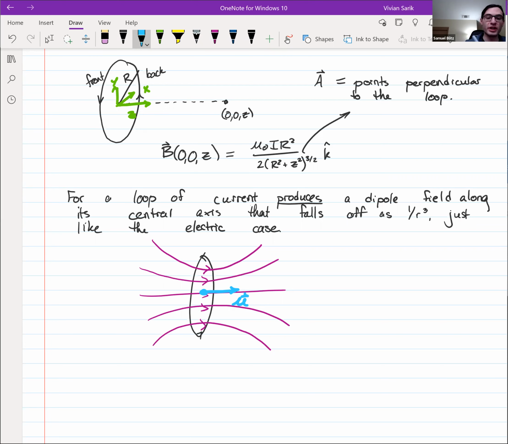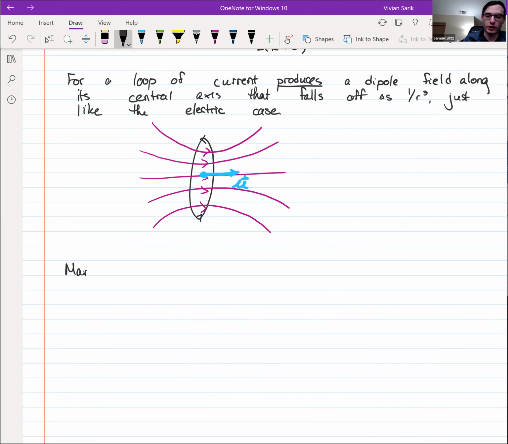Right. So the next question, and it's kind of the obvious next question to ask, is what happens if you have a whole bunch of these loops stacked on top of each other? So that is what's called a solenoid.